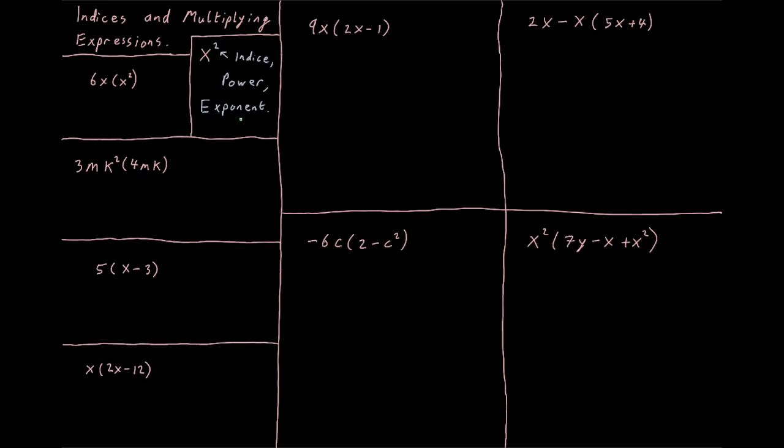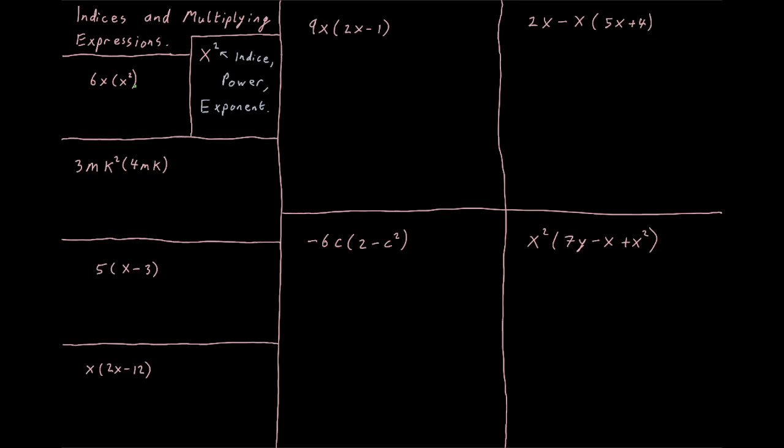It's also called a power. Sometimes it's called an exponent. We have a bunch of different names. For our purposes, they all mean the same thing. They're the little numbers on the top right of our bigger numbers that we would call the base number. So we're talking about where we have to deal with powers of numbers when we're multiplying expressions.